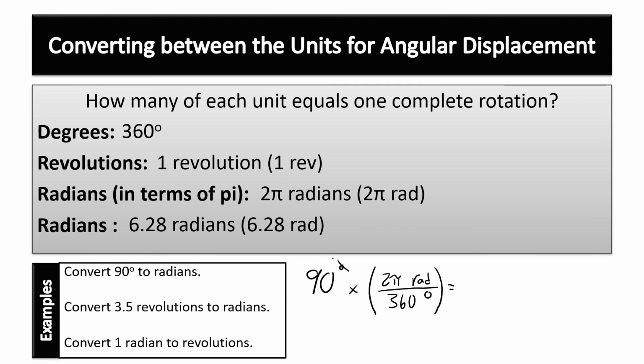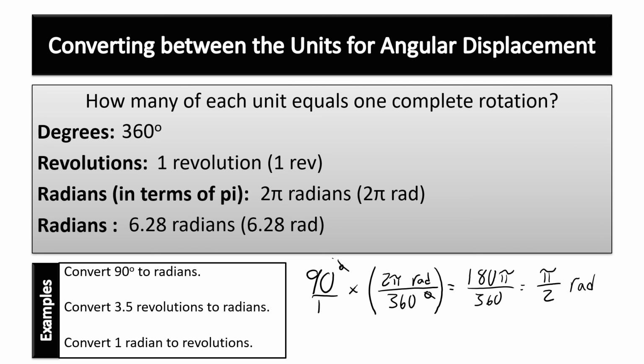So then the degrees cancel out, and you do 90 times 2 pi, so that's 180 pi, divided by 1 times 360, 360, so you get pi over 2. Which you might have memorized. 90 degrees is equal to pi over 2, but just so you know, that's where it comes from. So that's kind of nice there.